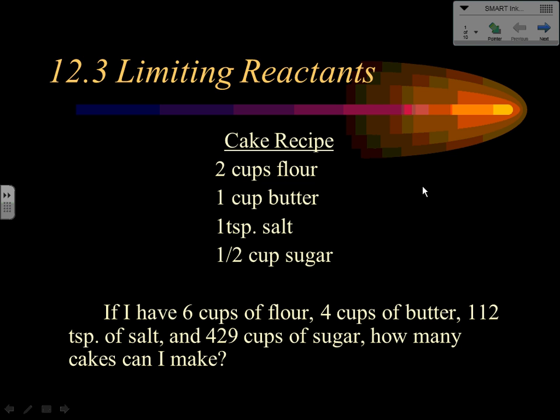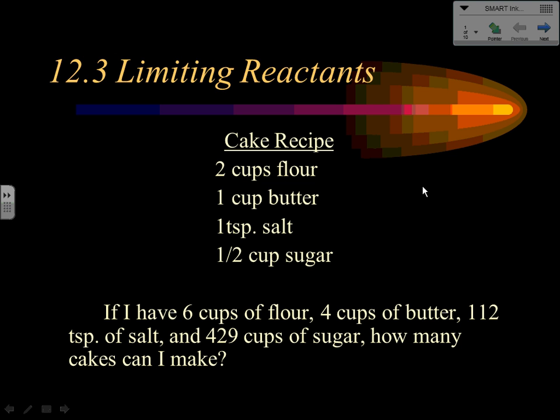Now, this is what the recipe calls for. 2 cups of flour, 1 cup of butter, a teaspoon of salt, and a half a cup of sugar. Now, if I want to make as many cakes as possible, I'd get my ingredients out of the cupboard, flour, butter, salt, and sugar, and I'd look at what I've got. Turns out I have 6 cups of flour, 4 cups of butter, 112 teaspoons of salt, and 429 cups of sugar. Now, from that information, how many cakes can I make?